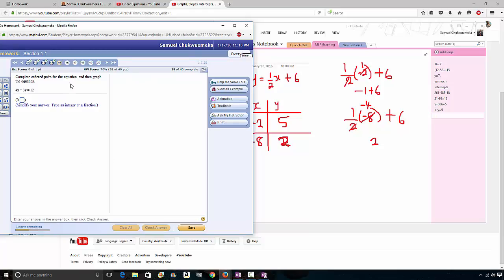Okay, 15, complete the ordered pairs for the equation and then graph the equation. So, let's go ahead and complete it. When x is 0, what is y? And then when y is 0, what is x?